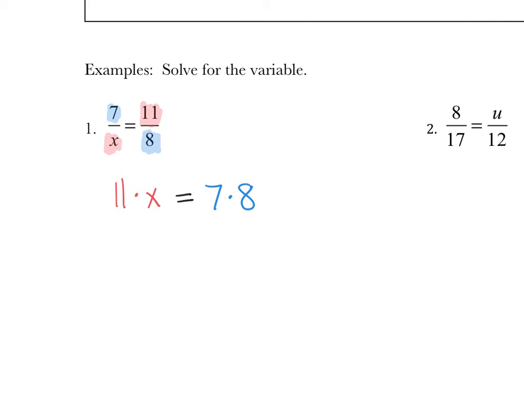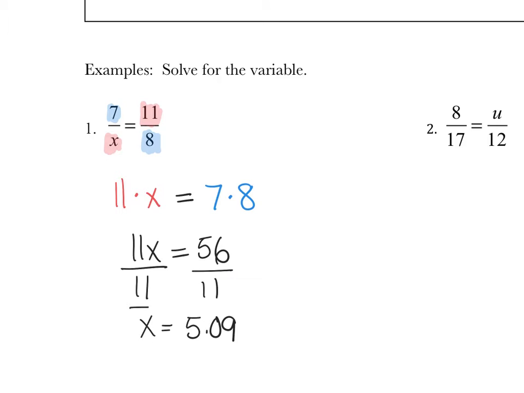11 times x is just 11x, so I'm just going to write that as 11x. It can be written the same way. And 8 times 7 is 56. So in order to solve for the variable here, I only have to do one more step. Since there's multiplying going on with the variable, I'm going to do the opposite, and I'm going to divide by 11 on both sides. So if I do 56 divided by 11, I get a final answer of, and this is a decimal, 5.09 as a decimal here. Okay, so we cross multiply to solve a proportion.